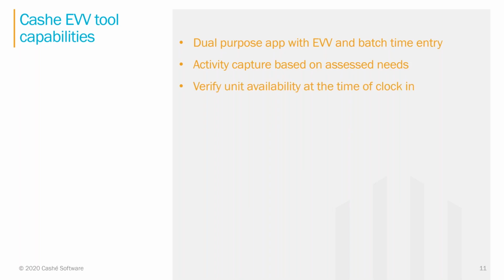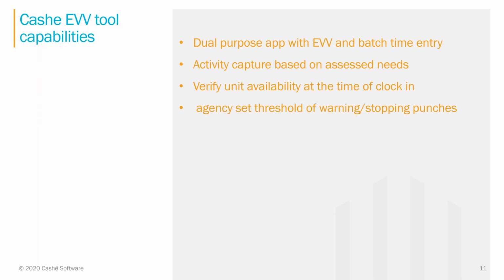Verifying units availability at the time of clock-in. Pavilio not only verifies MA eligibility, but also available units when caregivers clock in. If the client does not have units available, caregivers will receive an error message stating there are no units available and they need to contact their agency.